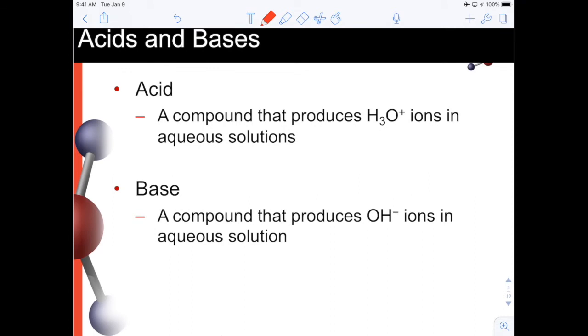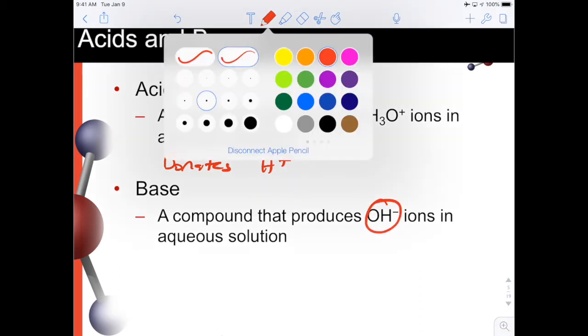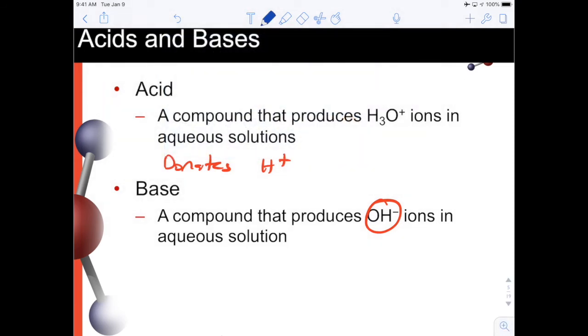So an acid is a compound that produces hydronium ions in aqueous solution. That's what we just saw. And another way of looking at it is that it donates H positive, where a base is a compound that produces OH negative in aqueous solution, or if you will, another way of looking at that is it accepts H positive.